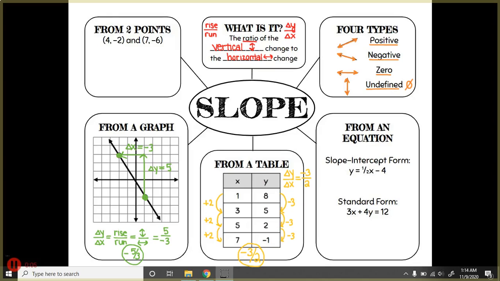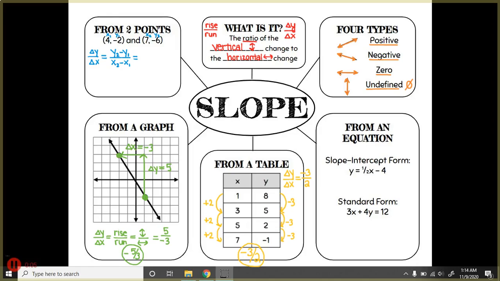Then we talked about how to find slope from 2 points. When we have 2 points, we could graph them and count our slope. But we also talked about how change in means to subtract. So we would subtract our y values. We would take y2 minus y1 over x2 minus x1. And my suggestion to you was to name your points. Name your first ordered pair x1, y1, and your second ordered pair x2, y2, so that you wouldn't get confused.